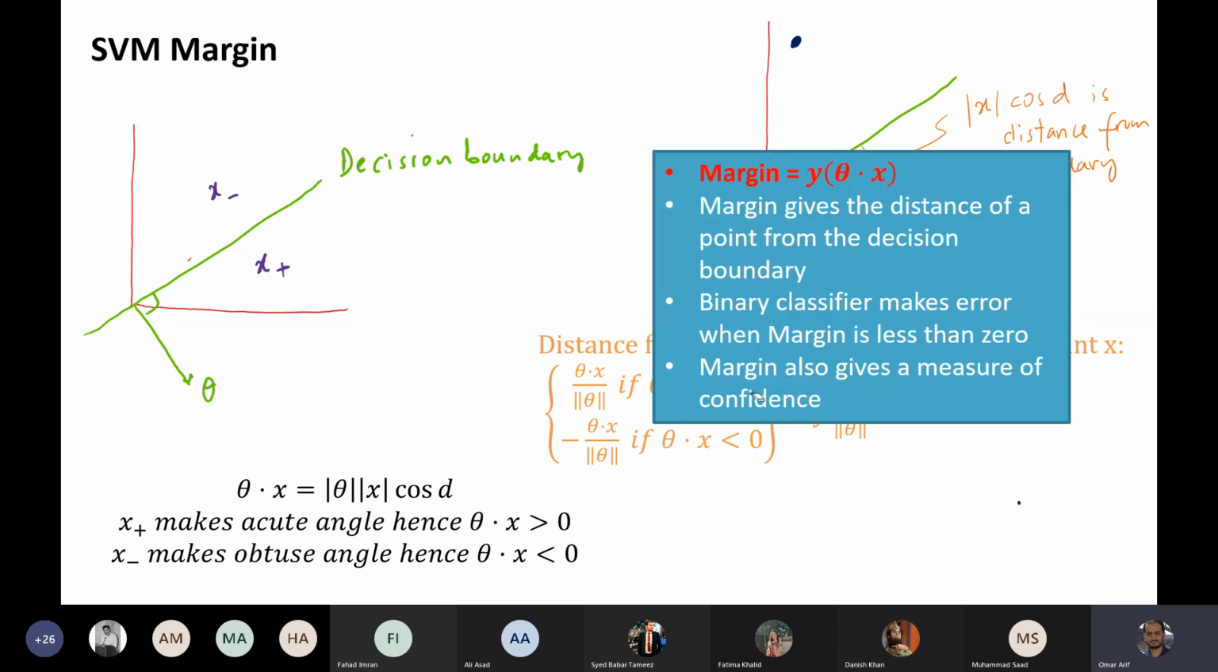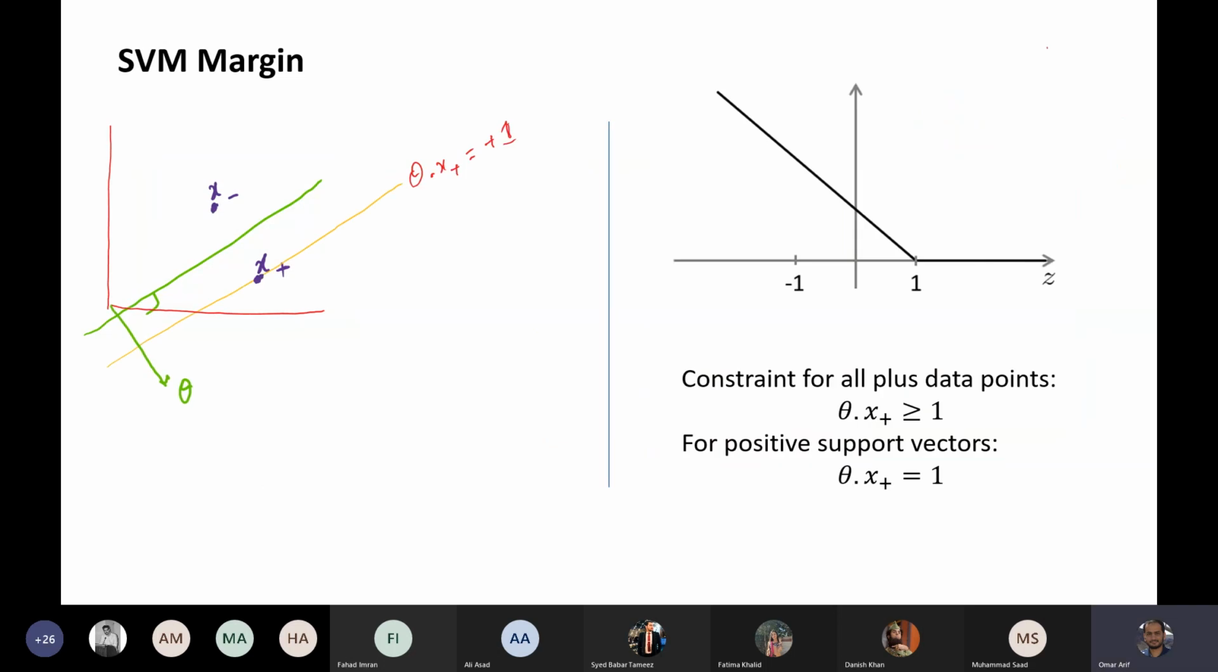Okay, any question up till now? Let's move forward and see what this margin is for the case of support vectors. So this is my decision boundary, this green line here, and let's say you have a positive point x plus, and this is the closest positive point to the decision boundary.